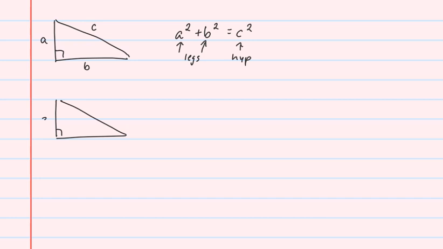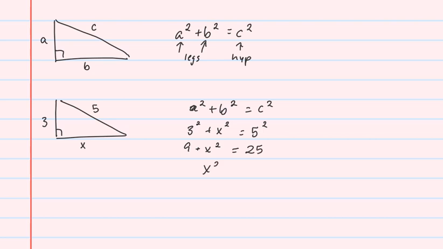Let's say that this is 3. I don't know what this side is, but this is 5. So I'd set it up: a squared plus b squared equals c squared. I'm going to say a is 3, so that's 3 squared, plus b is x, so x squared, equals 5 squared. That is 9 plus x squared equals 25. Subtract 9 from both sides. x squared equals 16. Then I need to take the square root, and x is equal to 4.